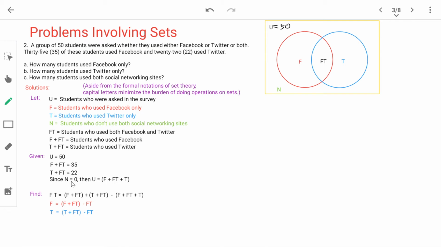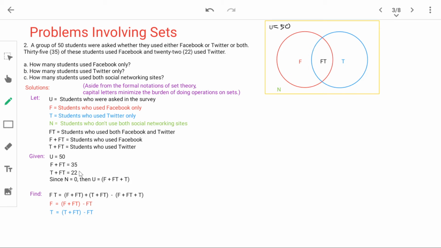Since N is 0, meaning there are no students who don't use the social networking sites under our study, then the universal set is equal to the value within these two sets, the F plus FT plus T. So all the elements in these two sets or circles is equal to 50.